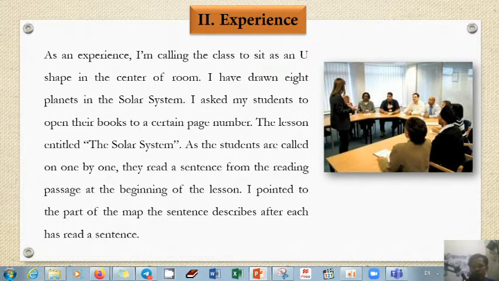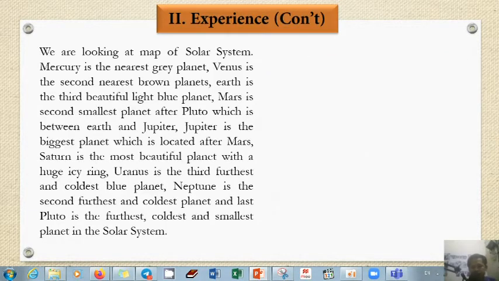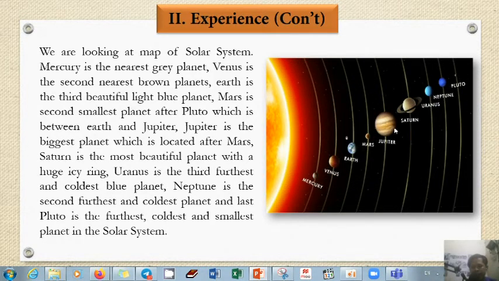I pointed to the part. I try to point to the part of the map that the sentence describes, something that we have already read in the passage. Yes, I'm showing the students the map like that, and I try to explain to them that. Please look into the map, everyone.